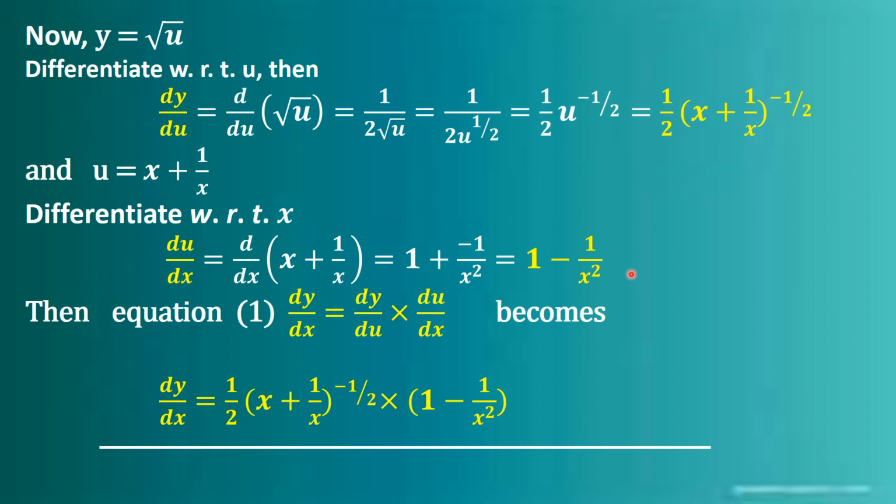Now equation 1, that is dy by dx equal to dy by du into du by dx, becomes dy by dx is equal to, we will substitute the functions obtained for dy by du and du by dx. That is 1 by 2 into x plus 1 by x whole raised to minus half into 1 minus 1 by x square. Okay.